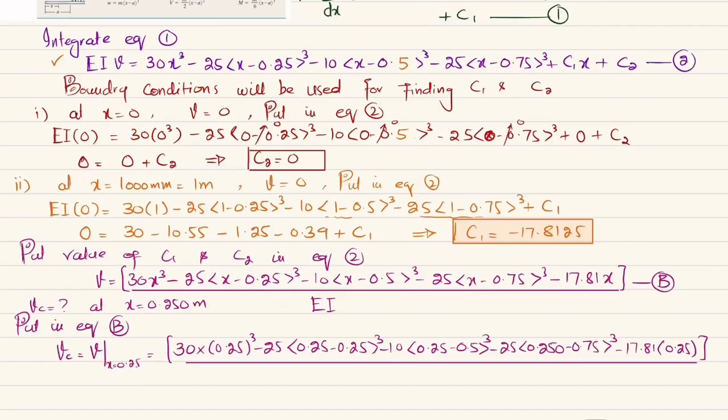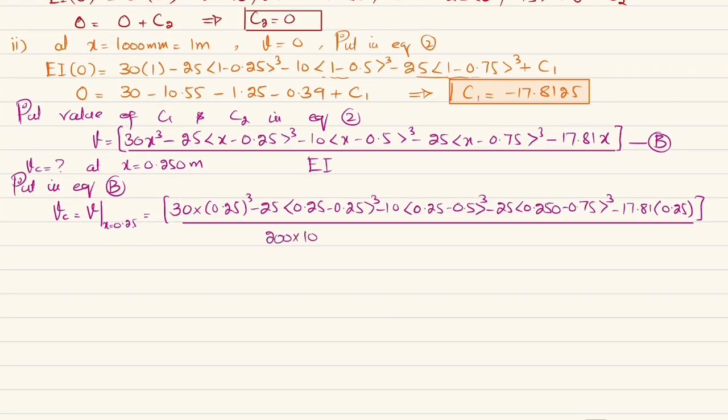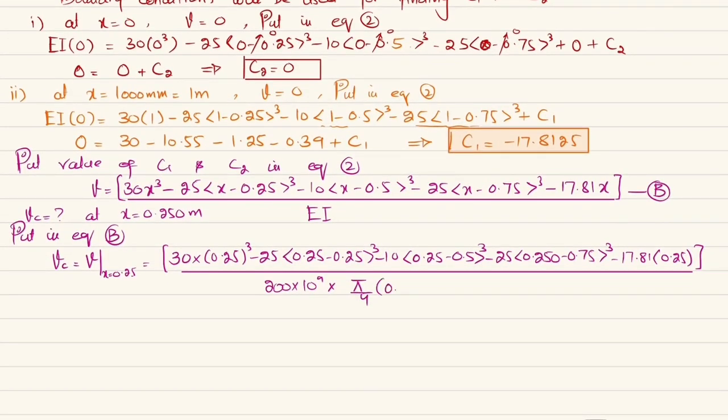So the value of E for steel is given as 200 gigapascal, so 200 into 10 to the power 9. And I for this circular pipe is pi by 4 r power 4. The diameter is given as 30 millimeter, so radius will be equal to 15 millimeter, and in meter it is 0.015, so 0.015 power 4. This term is negative, so anything inside the Macaulay bracket that is negative will be 0. This term will be 0. So we're left with this term and this term.